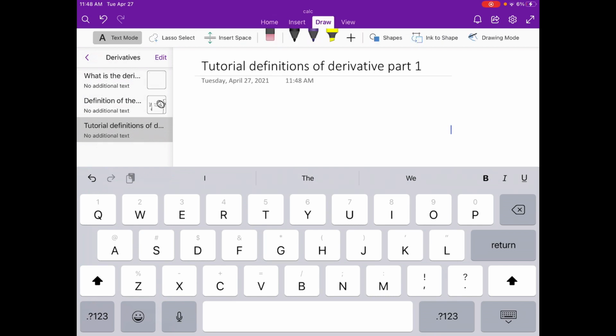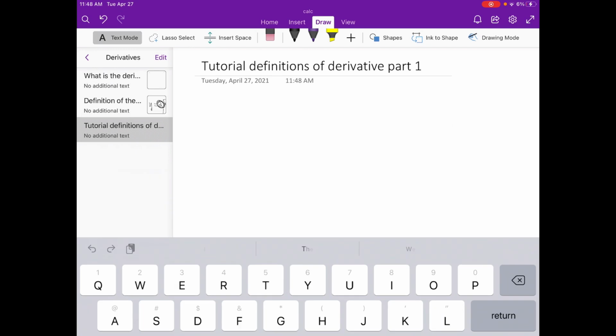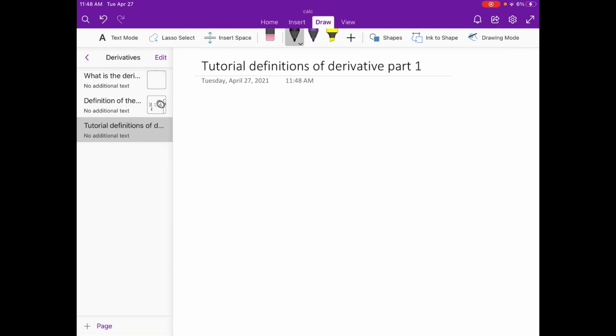Hi guys, so today we're going to be doing a tutorial. Basically what we're going to be doing is some practice questions to help you build some skill and get used to taking the derivative with the definition of the derivative. So let's get started. Our first question, we're going to start off a little easy.